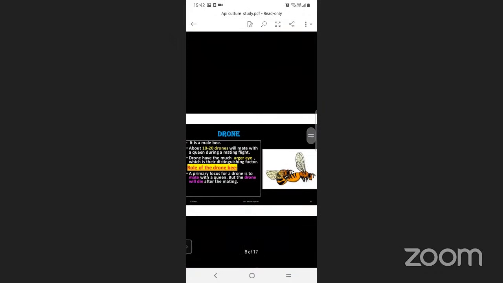So the drone is a male bee. About 10 to 20 drones will mate with a queen during a mating flight, and drones have much larger eyes, which is their distinguishing factor. Role of the drone bee: the primary focus for the drone is to mate with the queen, but the drone will die after mating.